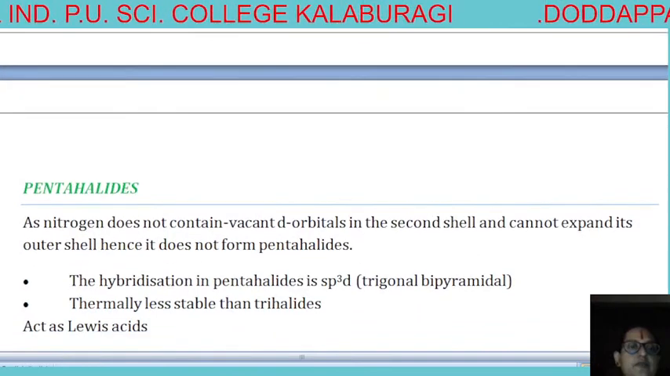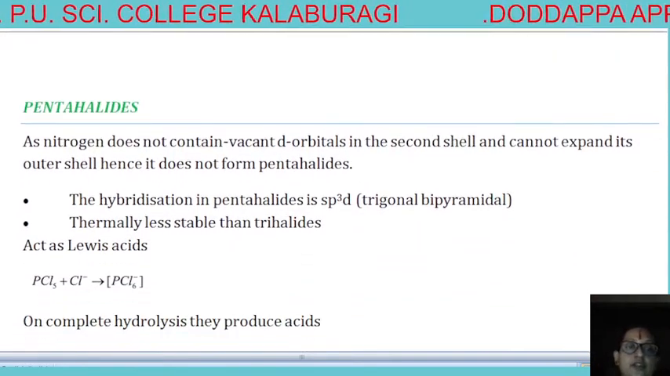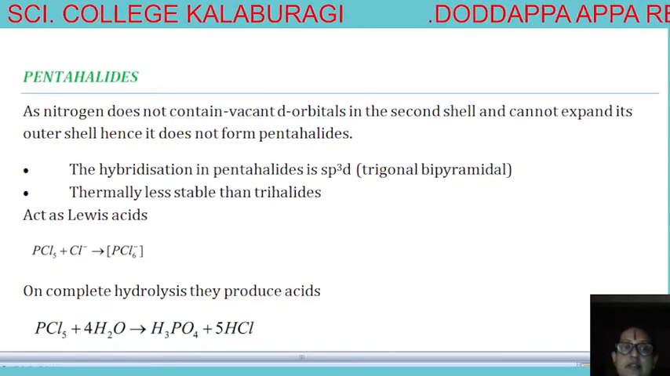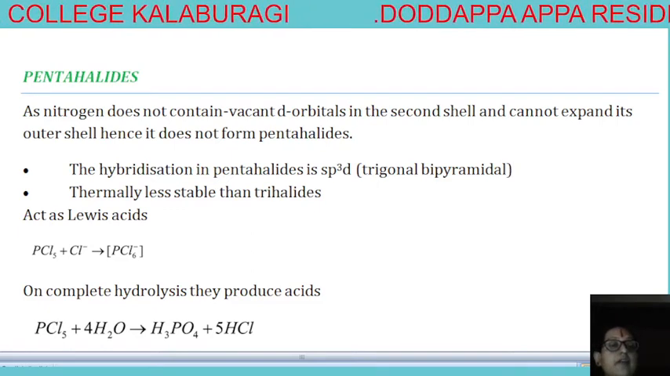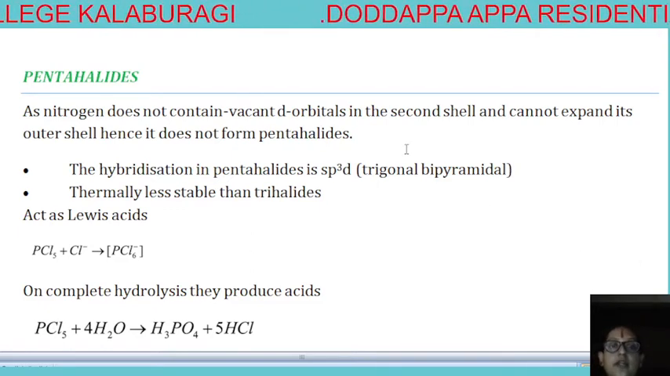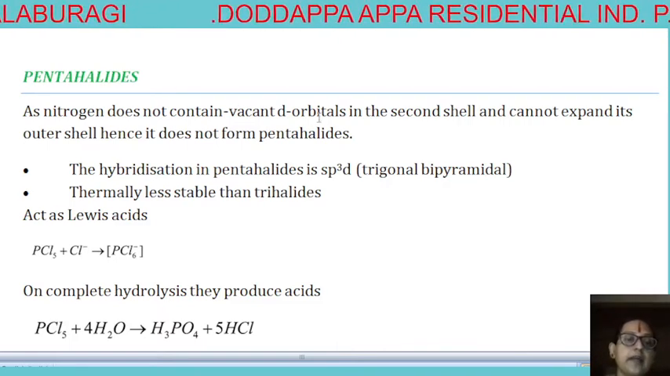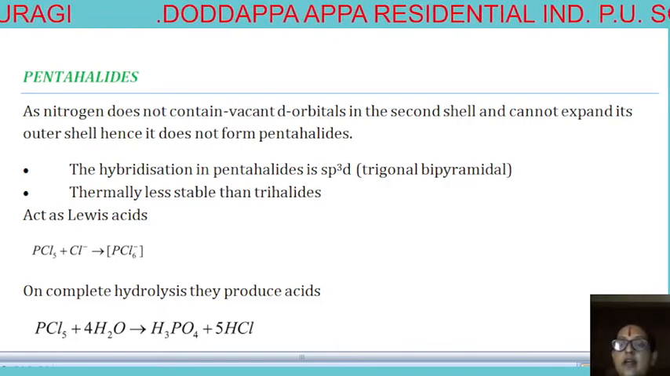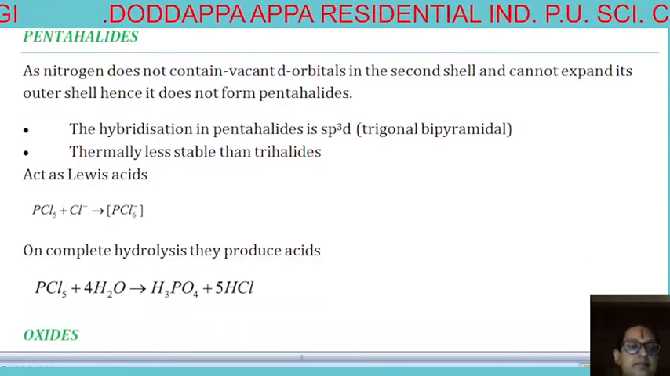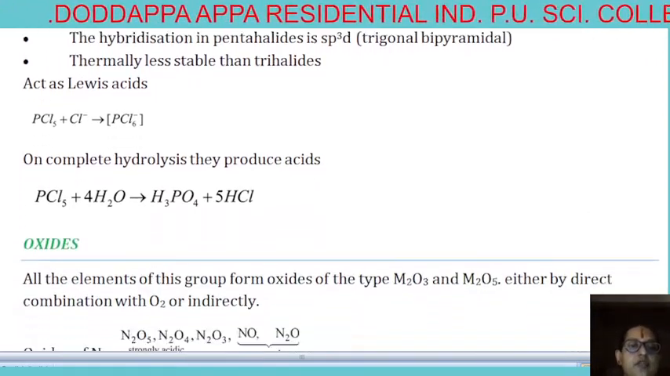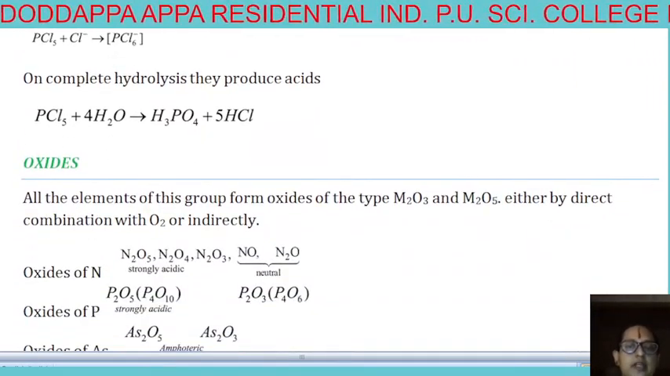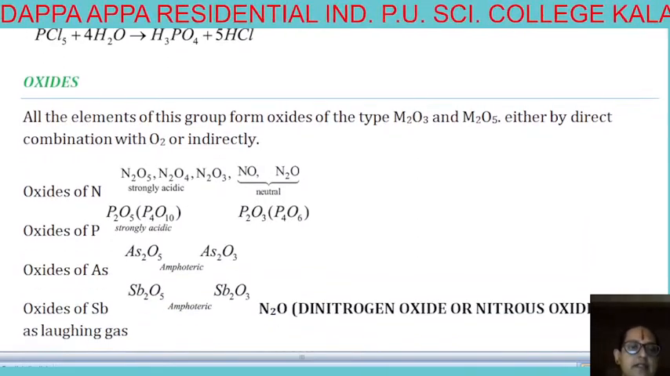Next, what we have to study is pentahalides. Nitrogen cannot form pentahalides. Why? Because of the absence of d orbitals. It does not have a vacant d orbital. Therefore, it cannot form pentahalides, whereas all the rest of the elements can form pentahalides. Next, formation of oxides. It forms M2O3, M2O5 kind of oxides.